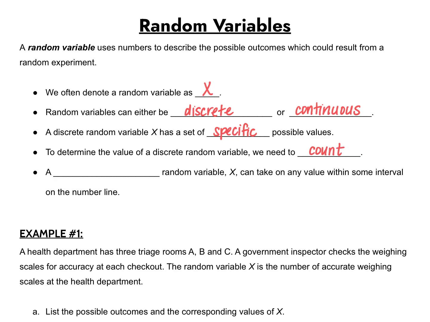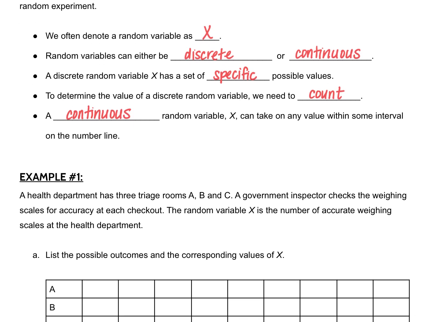A continuous random variable can take on any value of x within some interval on the number line. Continuous means that it's going to keep going. An example of a continuous variable would be money, because you can have whole dollars, or you can have change. Or if I was talking about weight, because you can weigh 26.7 pounds, those values can be continuous.